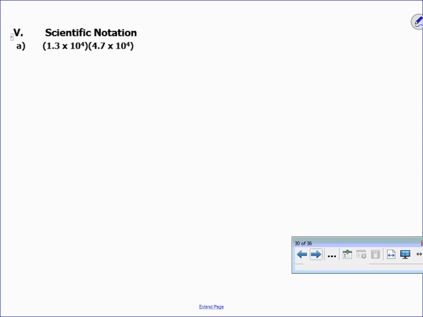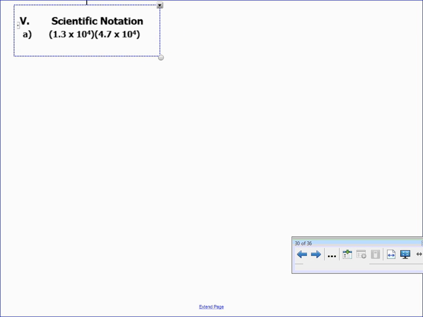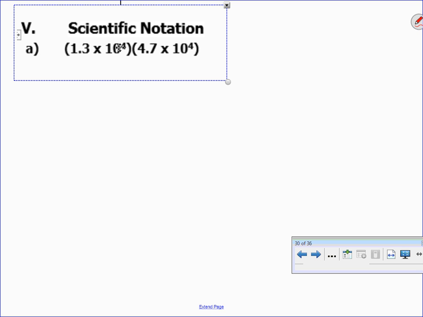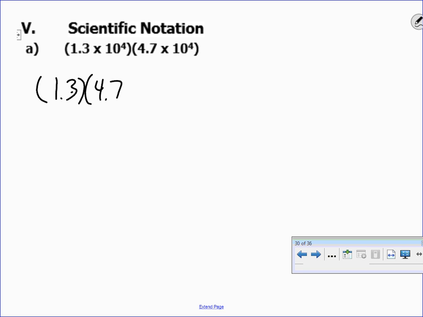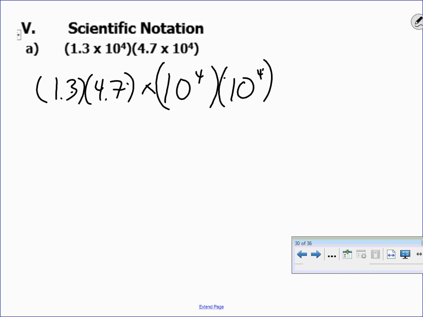Section 5 was scientific notation. With scientific notation, all we want to do is apply the rules of exponents and break it into pieces. Remember, the commutative property and the associative property say that when we multiply, order doesn't matter. So we'll do 1.3 times 4.7 times 10 to the 4th times 10 to the 4th. Well, 1.3 times 4.7 is 6.11. And here the bases are the same, so we just add the exponents. And there's our answer.